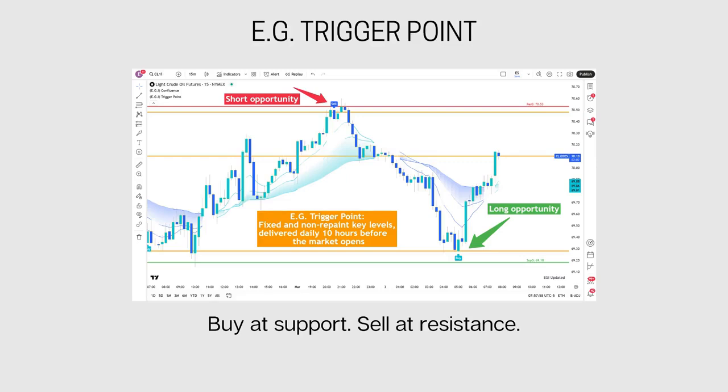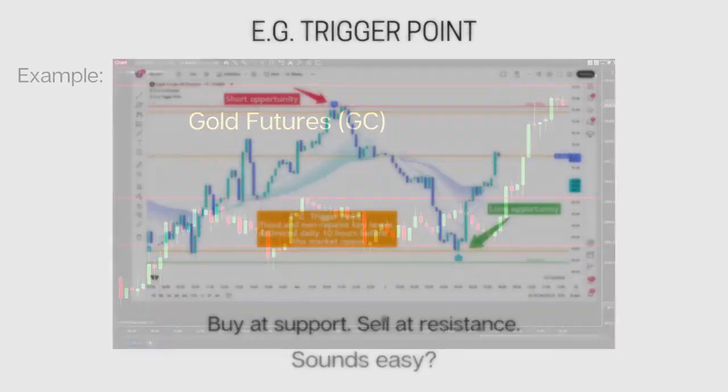So to remind you, the EG trigger point presents significant price levels on your chart: red for resistance, green for support. And you know the basic rule of trading support and resistance: buy at support and sell at resistance. So this was a good opportunity on crude oil futures. So buy at support and sell at resistance sounds easy, no?